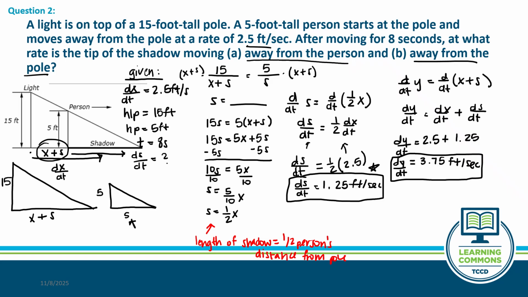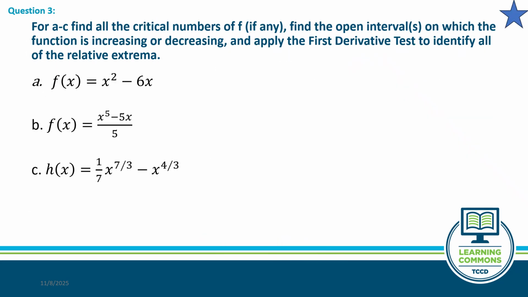This is what I consider the meat and potatoes of this entire exam. So for A through C, find all critical numbers, if there are any, find the open intervals on which the function is increasing and decreasing, and apply the first derivative test to identify all the relative extrema. So that's a lot to go through. So I'm going to do A, B, C individually, go through it, and talk about everything.